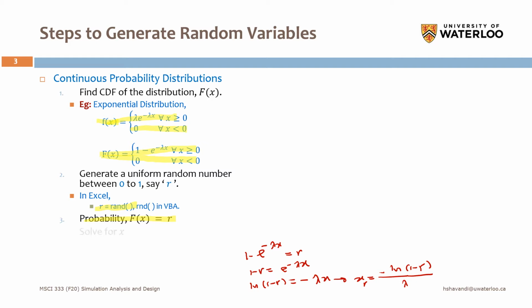So this is the equation for obtaining the random variable based on the exponential distribution.